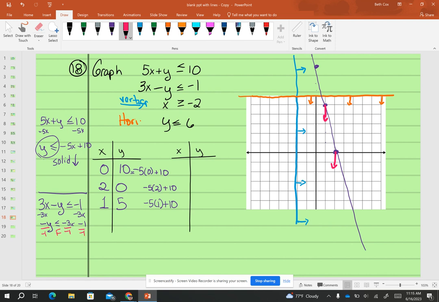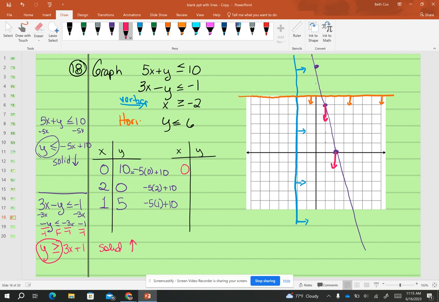We did this on number 14. And so now it's y greater than or equal to 3x plus 1. Okay, so we're going to have a solid line, but we're going to shade up. It's going to be y is greater. It's solid, and we go up.